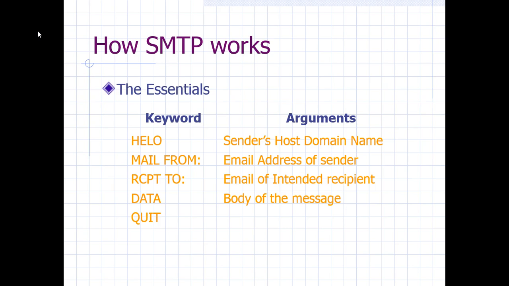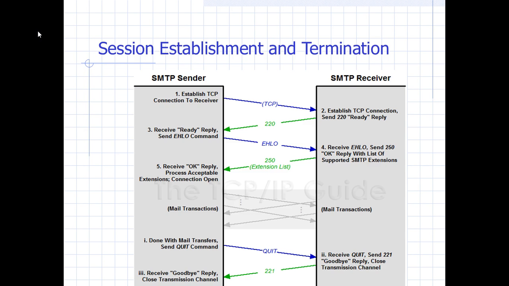How SMTP works is basically there are keywords and the arguments that you need to send. HELO tells the sender's host domain name. MAIL FROM is where you specify the email address of a sender. RCPT is the intended recipient's email address. DATA is the body of the message that you write, and QUIT is to end the connection.